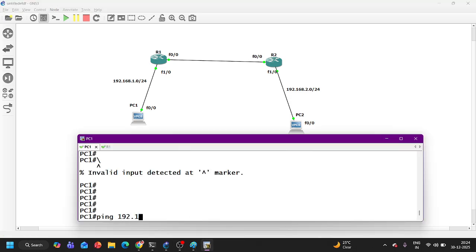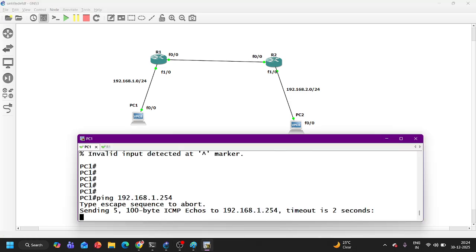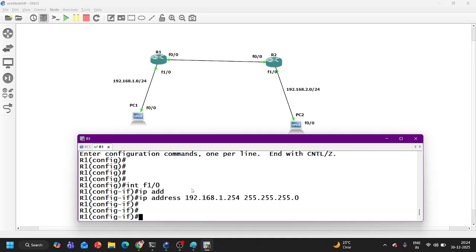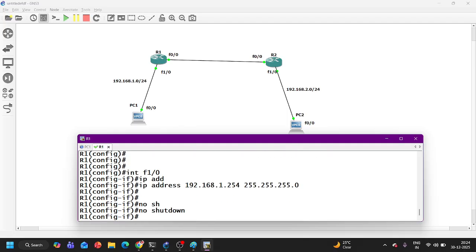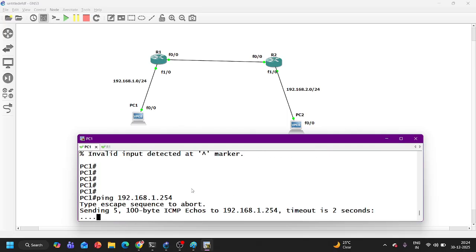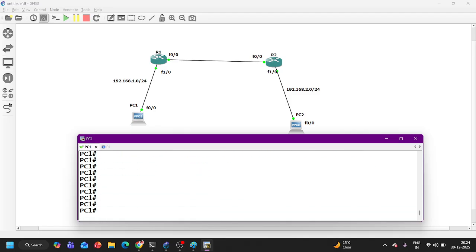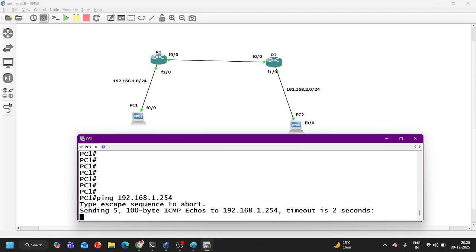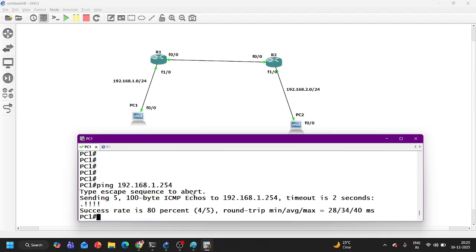So ping 192.168.1.254. This is very simple. What happened? F1/0, no shut. Sorry. Now ping will work. How many ICMP packets will it send? Ideally 5. The success rate is 80%. The first one will usually fail for the discovery. Sometimes because of performance you will also get this.